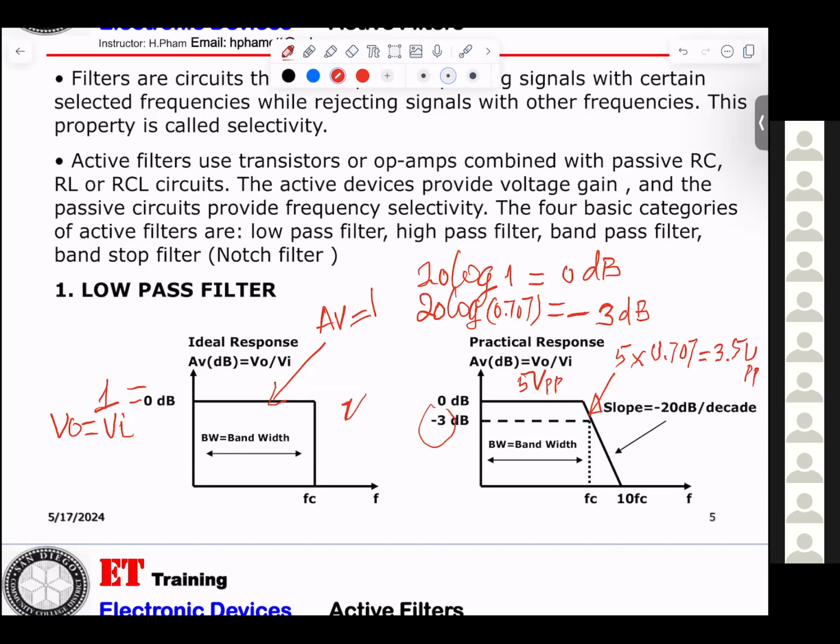Okay. Right. If you don't know 0.707, then you cannot know the value.